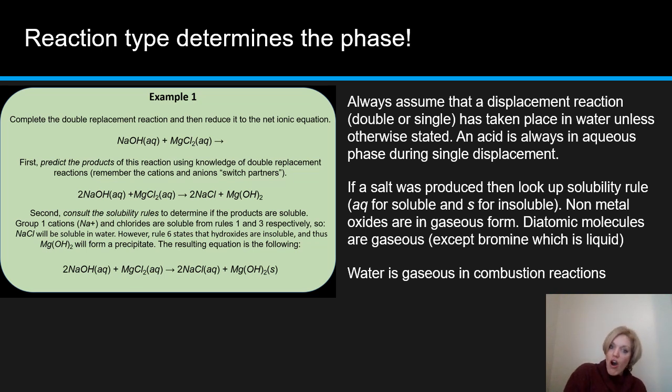Non-metal oxides are in gaseous forms. Diatomic molecules are gaseous, except bromine, which is liquid. Also, don't forget about mercury, which is liquid at room temperature.